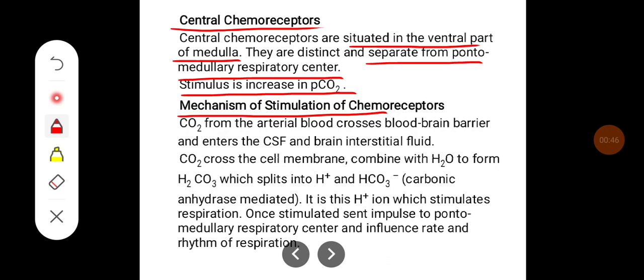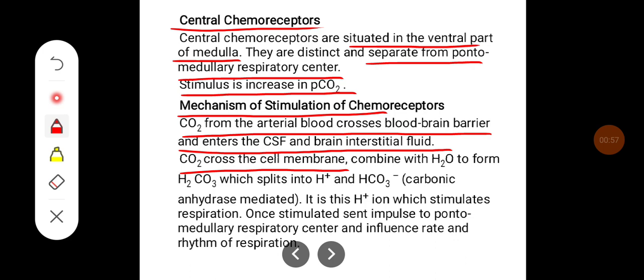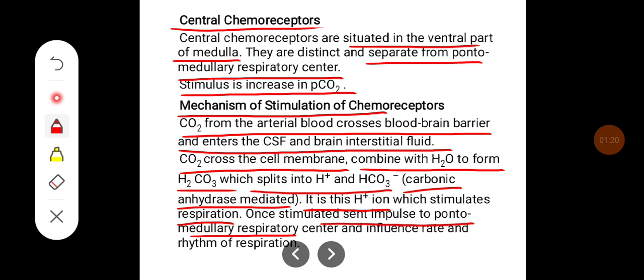Carbon dioxide from the arterial blood crosses blood-brain barrier and enters the CSF and brain interstitial fluid. Carbon dioxide crosses the cell membrane, combines with water to form carbonic acid and splits into H plus ion and bicarbonate in presence of carbonic anhydrase. And it is this H plus ion which stimulates the respiration. Once stimulated, they send impulses to pontomedullary respiratory center and influence rate and rhythm of respiration.